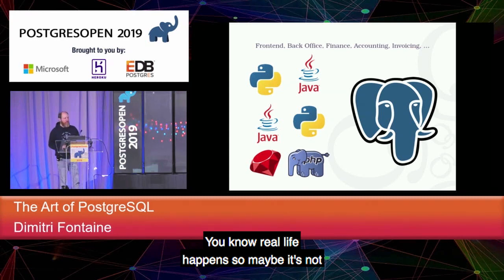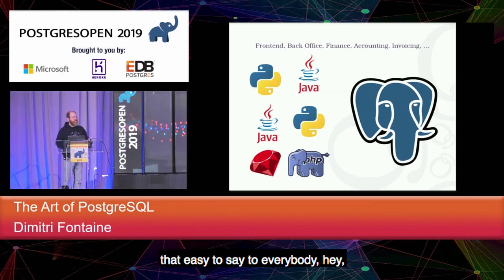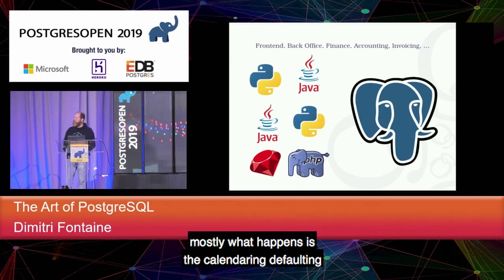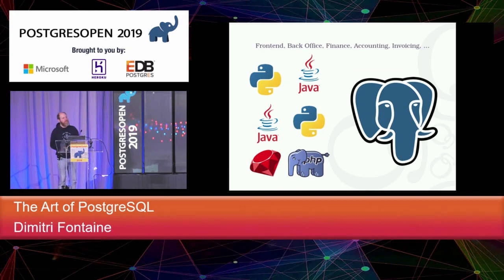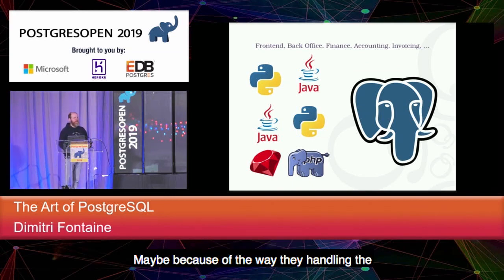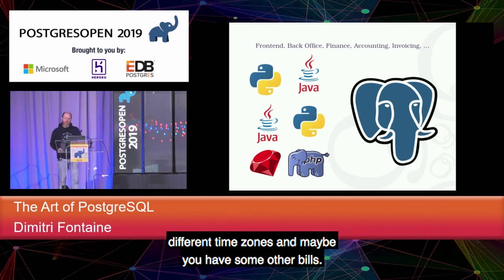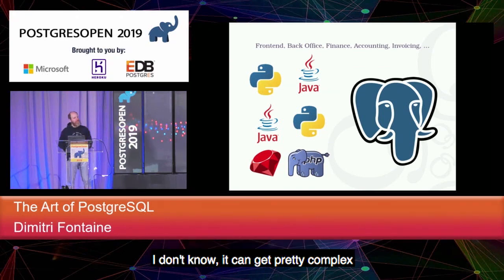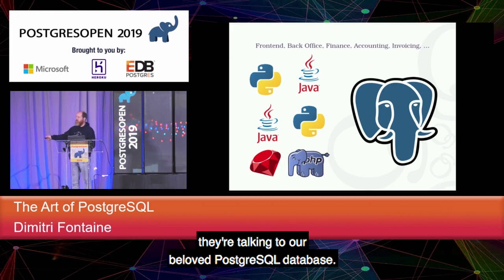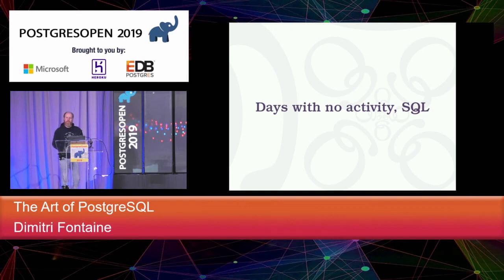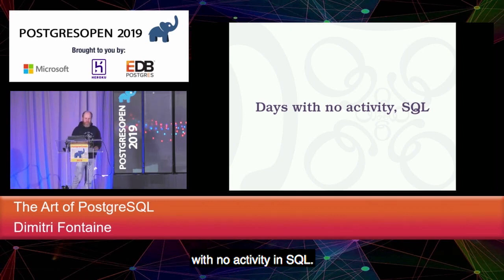So maybe it's not that easy to say to everybody, hey, just use the calendar lookup, because mostly what happens is that the calendar default implementation in Python is going to be surprisingly different from the one in Java. Maybe because of the way they handle the default time zone. And maybe you have some other bugs. I don't know. It can get pretty complex. But the thing that is common for all of those is they're talking to our beloved PostgreSQL database. So maybe you want to solve the days with no activity in SQL.